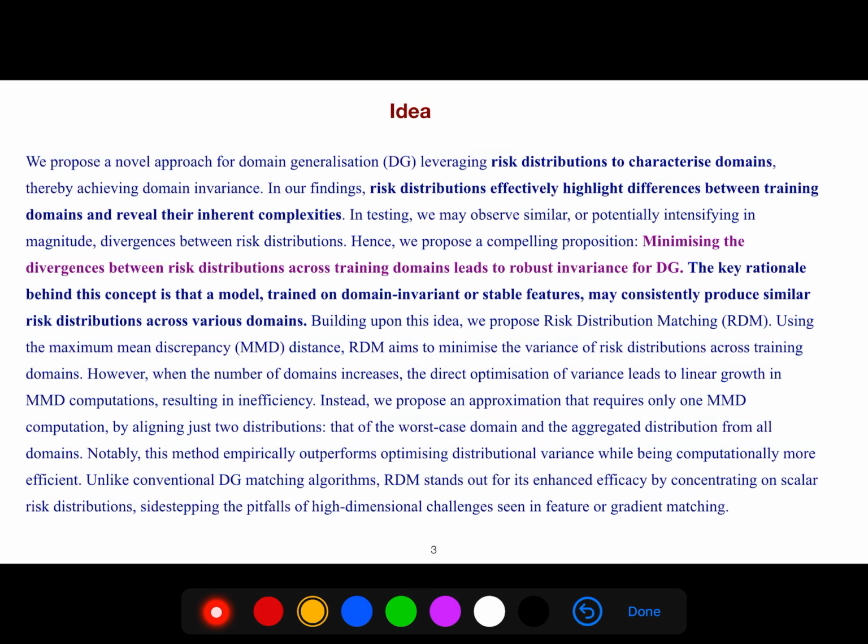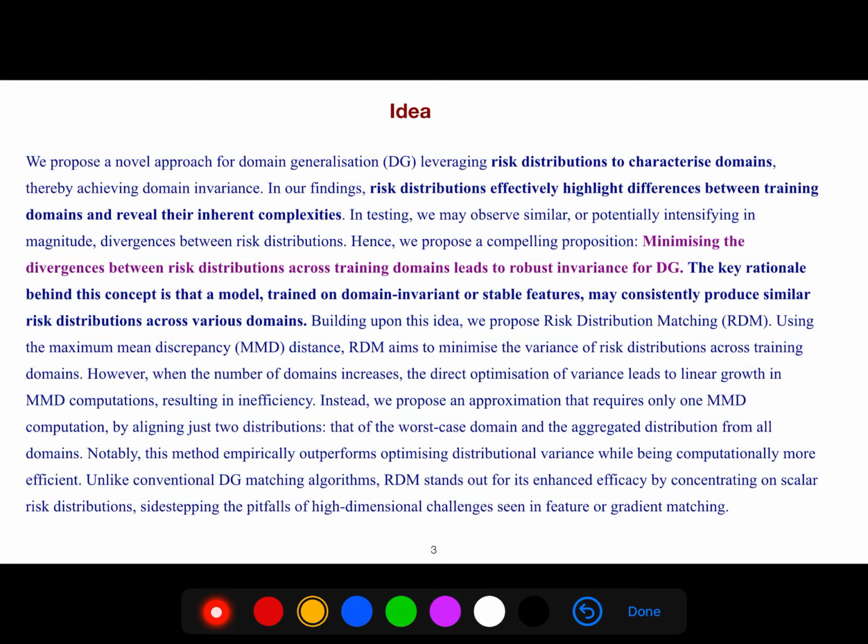The key rationale behind this concept is that a model trained on domain invariant or stable features may consistently produce similar risk distributions across various domains. Building upon this idea, we propose risk distribution matching using the maximum mean discrepancy distance. It aims to minimize the variance of risk distributions across training domains.